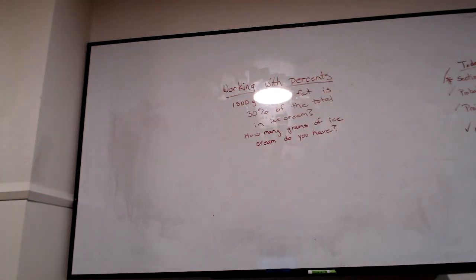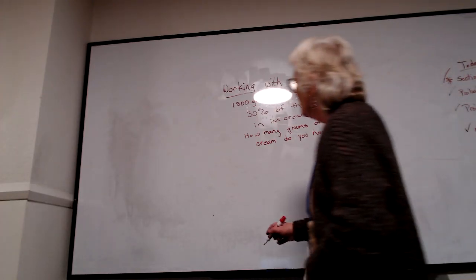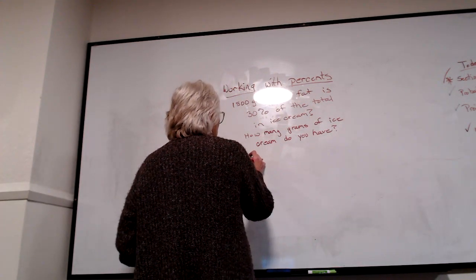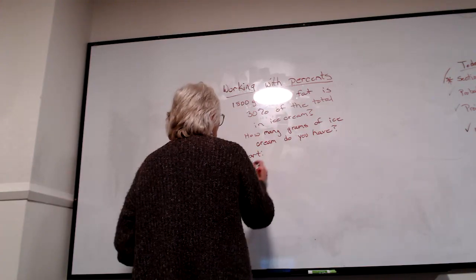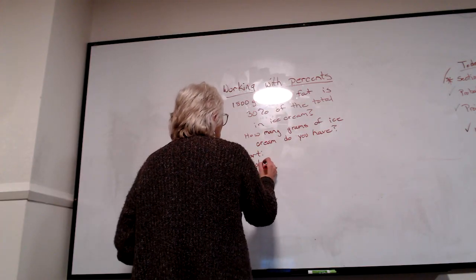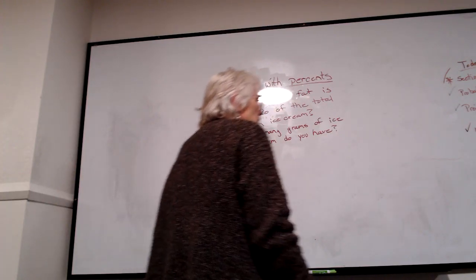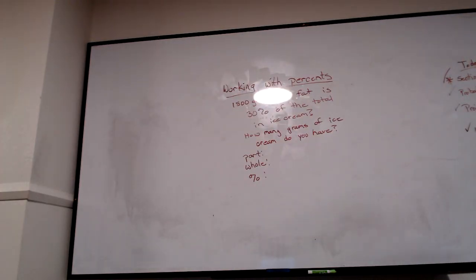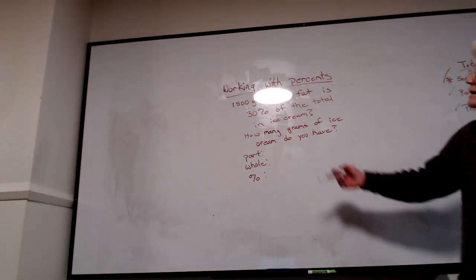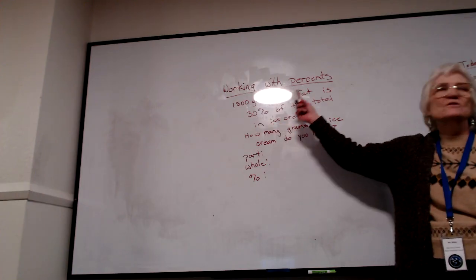Here's our problem. Okay. The first thing we're going to do is look at these three things: the part, the whole, and the percent. Okay. First of all, what is the percent we're looking for here? 30%, or like what's the other 70% or whatever? Okay, so what does this refer to?